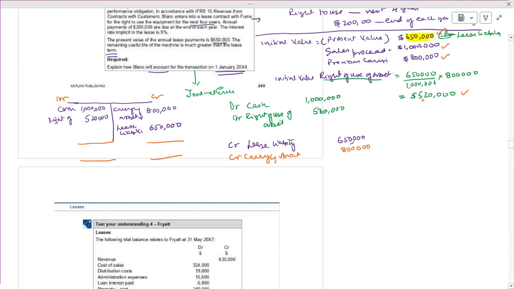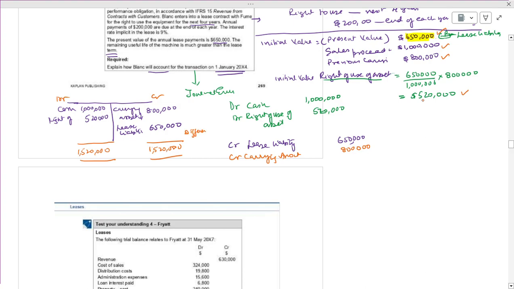Let's check which side is more. This is 1.52, 1,520,000. This is 8 plus 6, 14.5. Is it right? This is 1.52. This is 14, this is 1.52. Okay, the difference is how much?